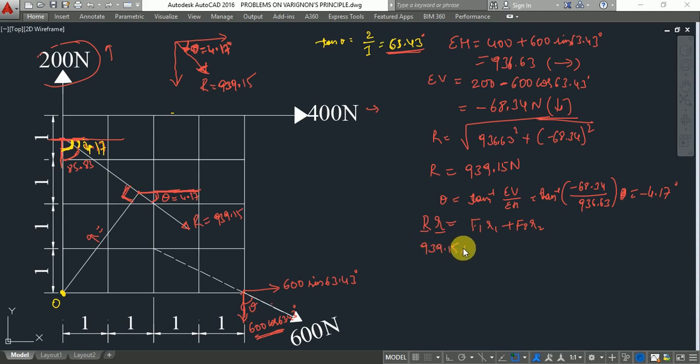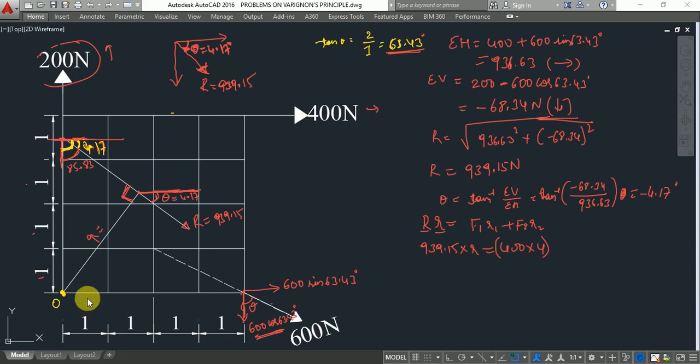939.15 is the resultant. I don't know what this perpendicular distance R is. What is F1? I will take this as 400, so 400 into the perpendicular distance. What is the perpendicular distance? 1 plus 1 plus 1 plus 1, so 4 is the perpendicular distance. 400 into 4, it is a clockwise moment.